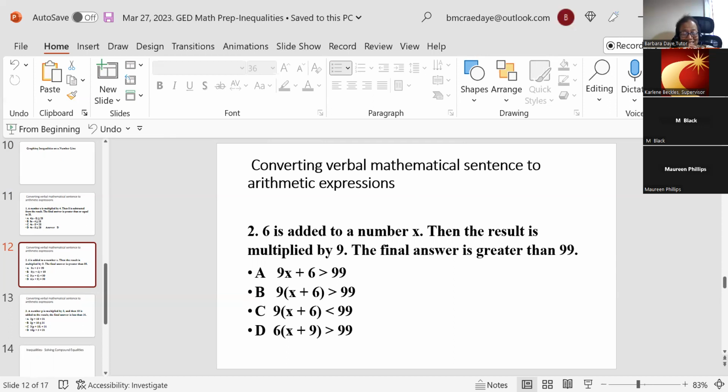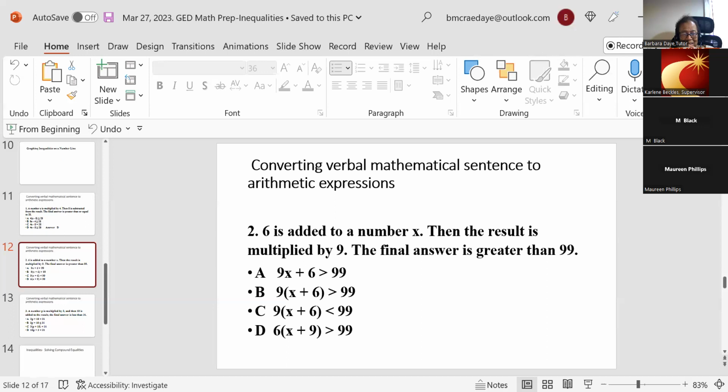Then the result is multiplied by 9. What's the answer, Mercedes? I had a number before. Let me think it out again. The result is multiplied by 9. The final answer is greater than 90. Okay, final number is greater than 90. Which one is 6 added to a number X? 6 added to a number X.